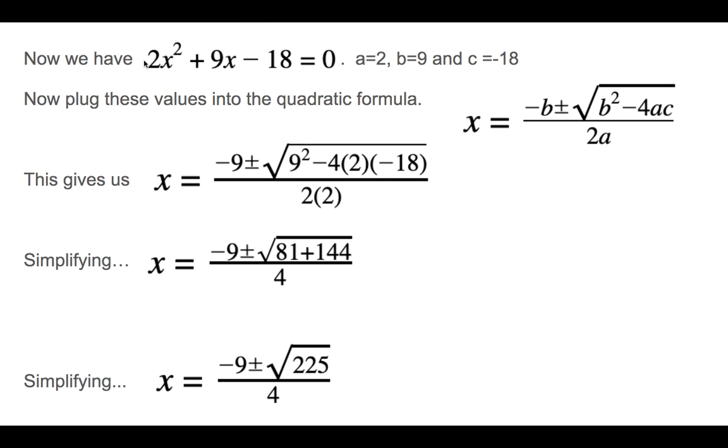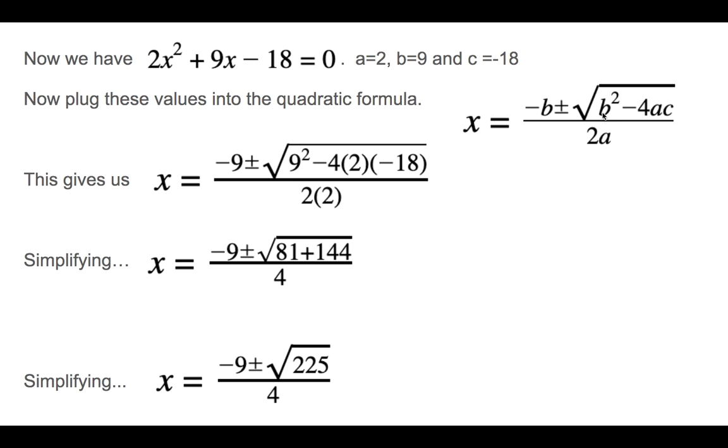That means A is the coefficient of the x squared term, which is 2. B is the coefficient of the linear term, which is 9. And C is the constant term, which is negative 18. So now we're going to plug these into the quadratic formula. Where there's a negative b here, we're going to plug in a negative 9. That's where we get that.